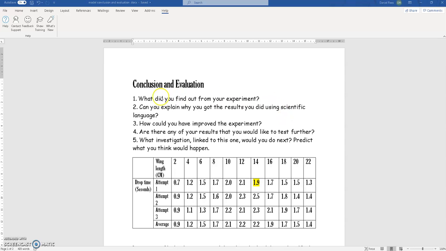What we try and do is answer these 5 questions when we write a conclusion and an evaluation. The first 2 questions are about a conclusion, the last 3 are an evaluation, and they're both really important parts of doing science investigations.